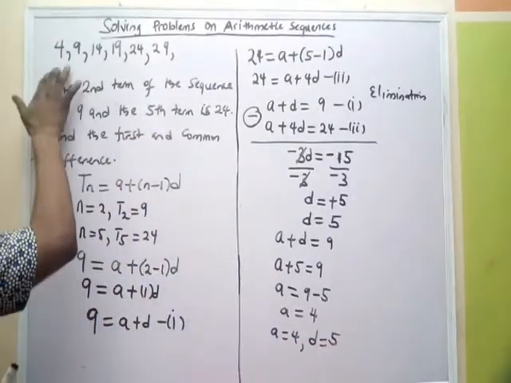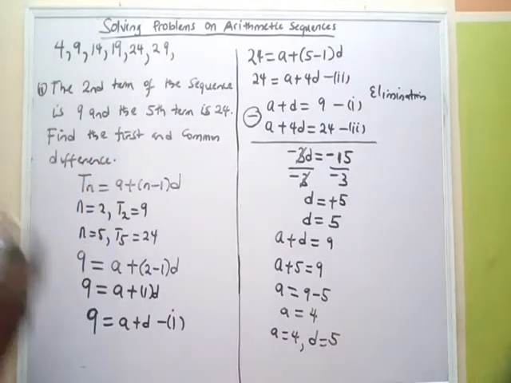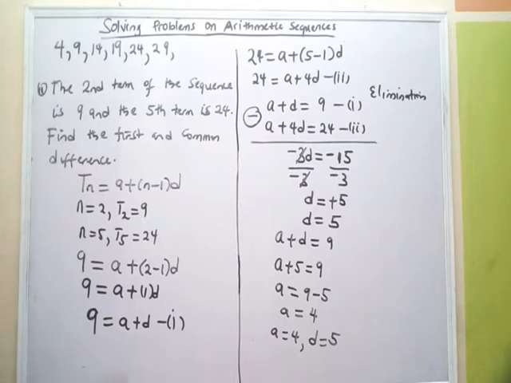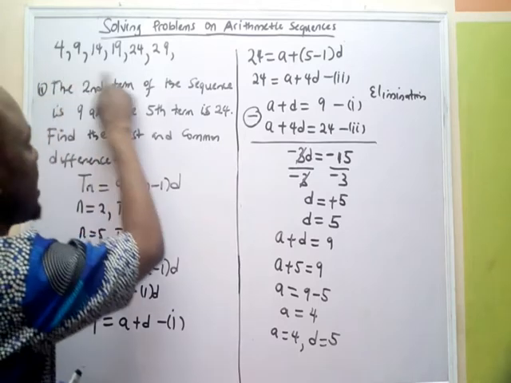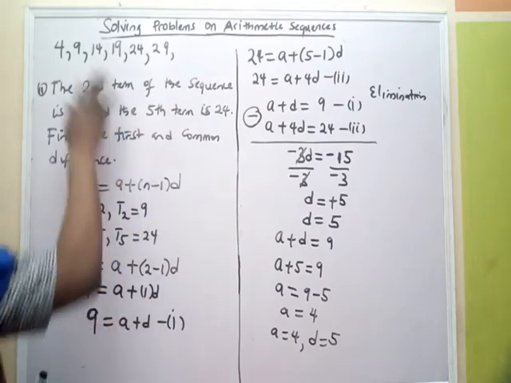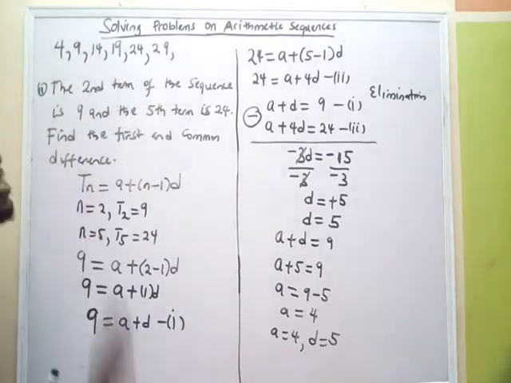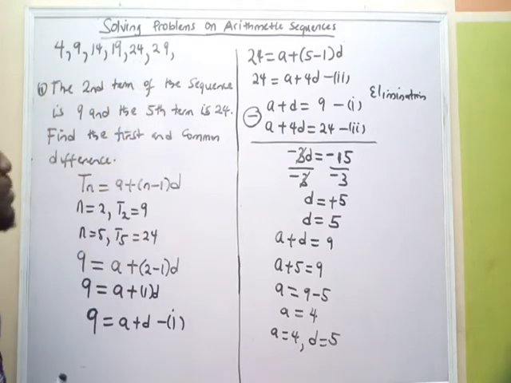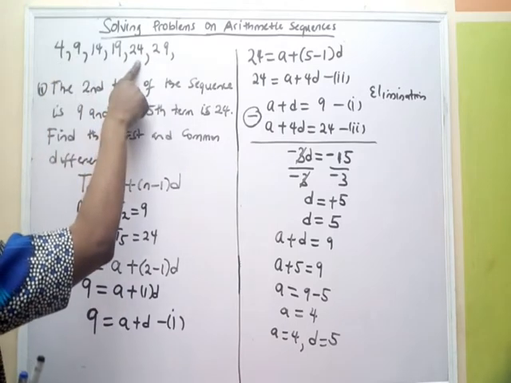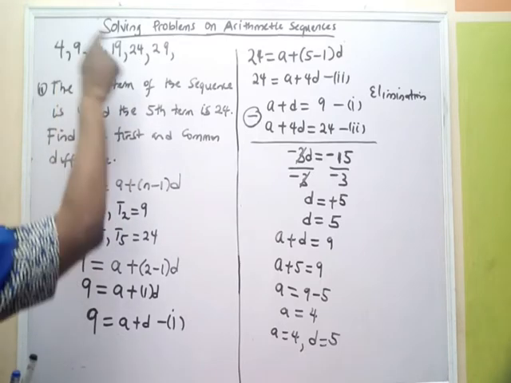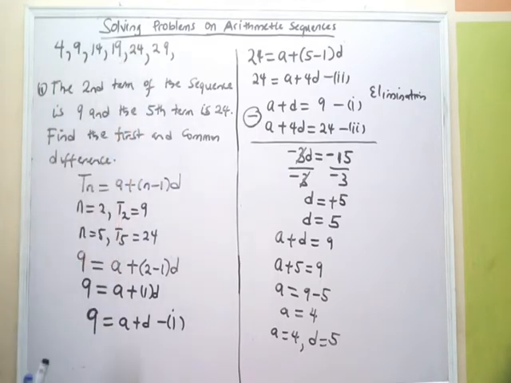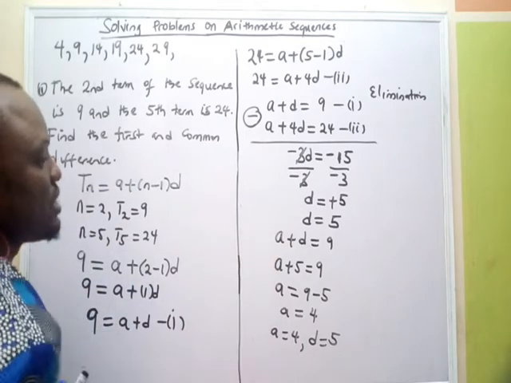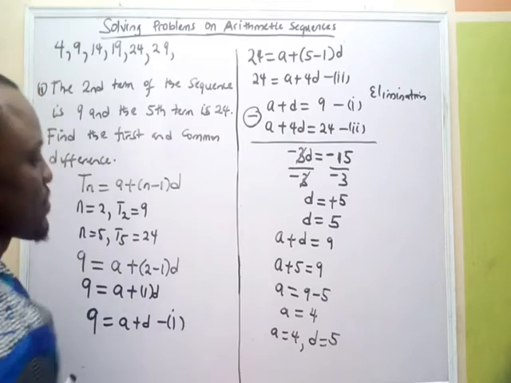Now I want us to go back to this question. I wanted you to have an insight into what I just did. I wrote down a sequence and generated this question from this sequence. If you see the sequence, there's the first, second, third, fourth, fifth, and sixth term. So I picked the second and the fifth term. The second term gives 9. The fifth term gives 24. And then I said, let's try to find the common difference and the first term.